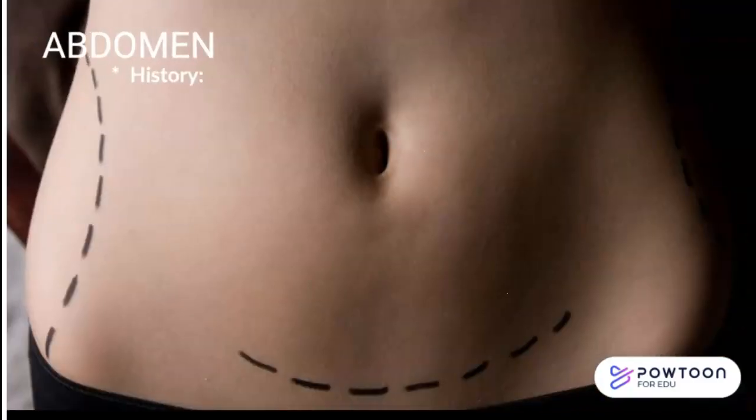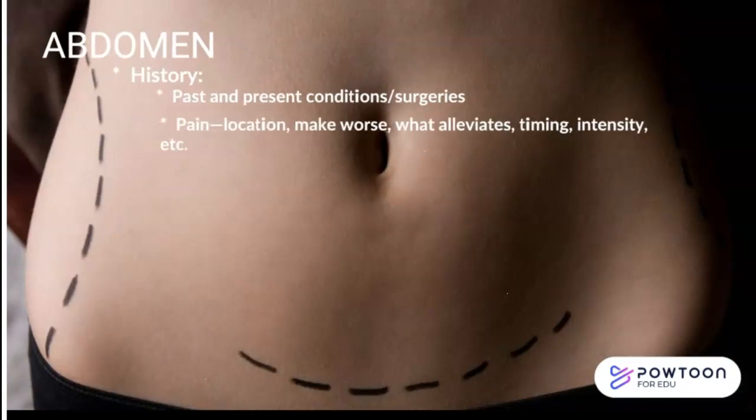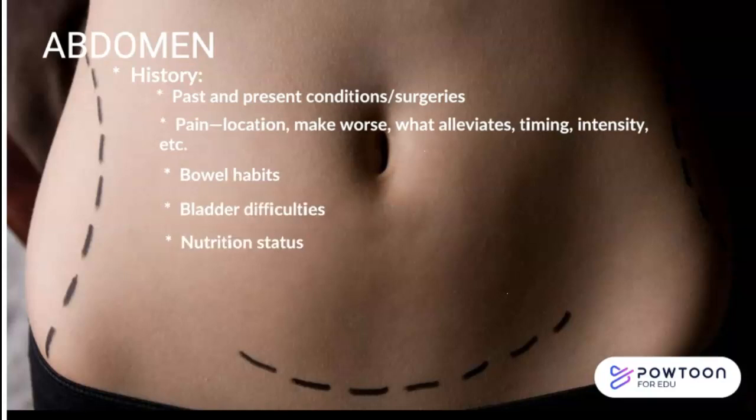As with all assessments, we need to begin with a history. This will include any past and present conditions or surgeries, any pain they might be having, their normal bowel habits, any bladder difficulties, their nutritional status, if they smoke, and any medications that they may take.